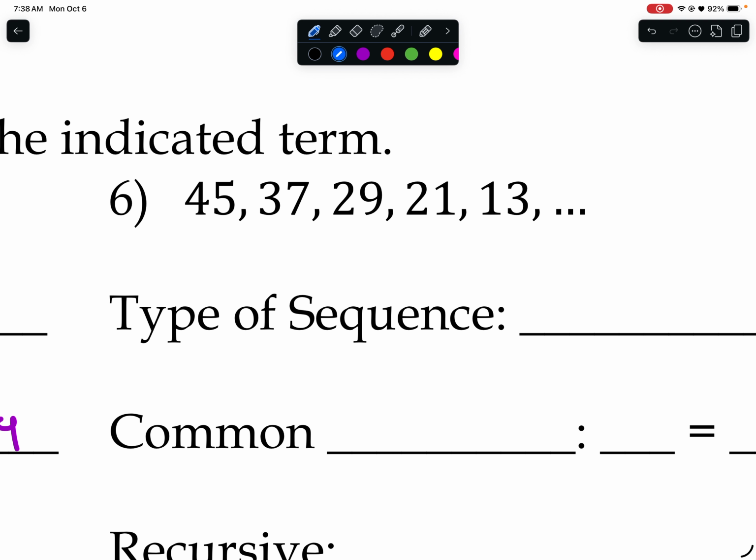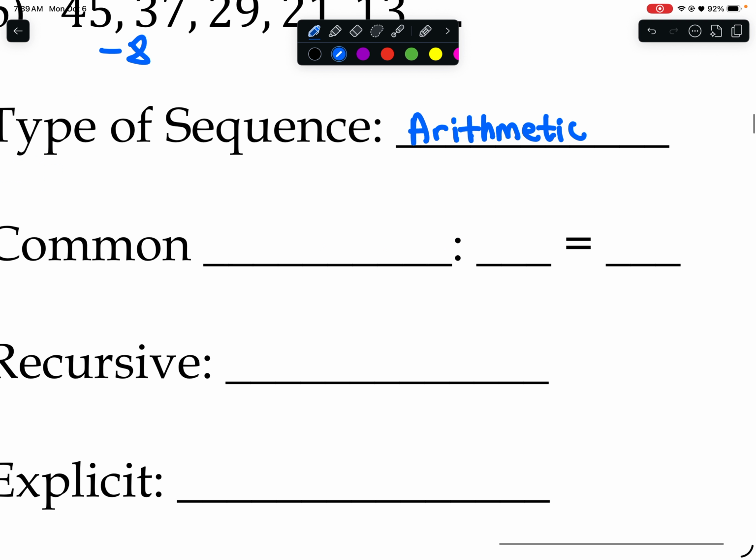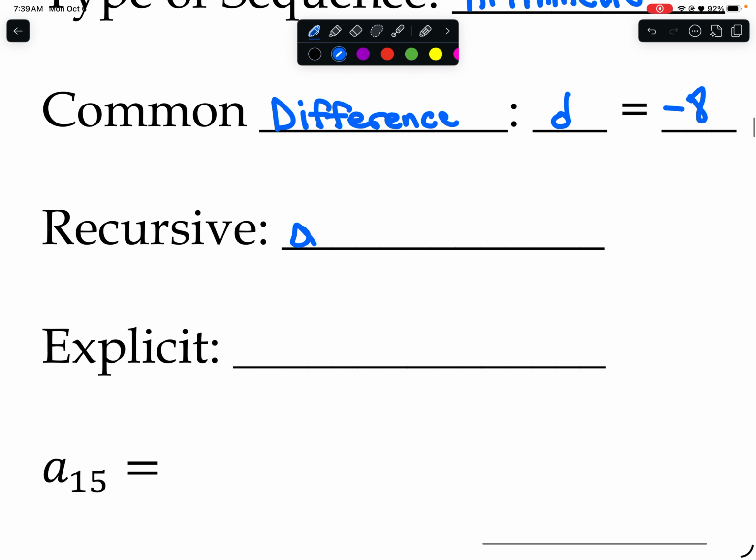So moving on. I'm going to try to go through these a little bit quicker. So we're looking at 45 to 37 to 29 to 21 to 13. So my change here is going to be minus 8. Because I'm subtracting, this is going to be arithmetic, which means we're going to have a common difference. And because we have a common difference, we're going to have a d value, which is equal to negative 8. So my recursive form would be a sub n equals a sub n minus 1, and then you can add a negative 8, but really when you add a negative, that's just the same as subtracting. So you can just say minus 8.